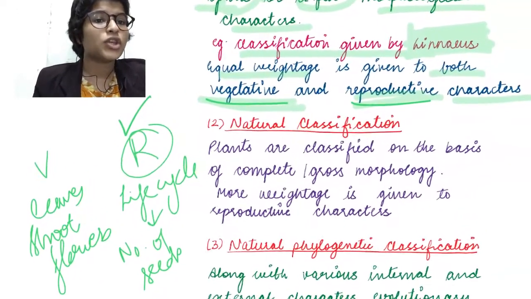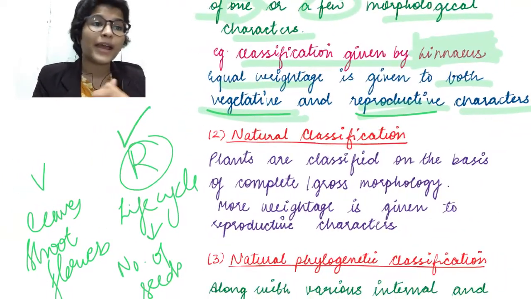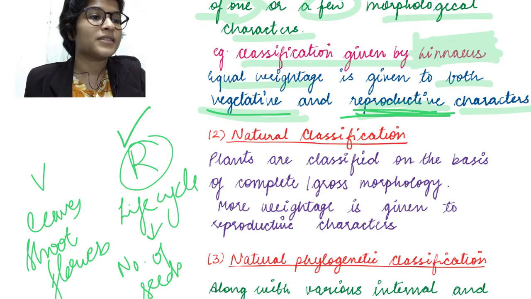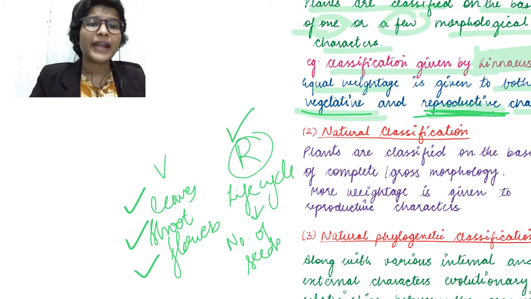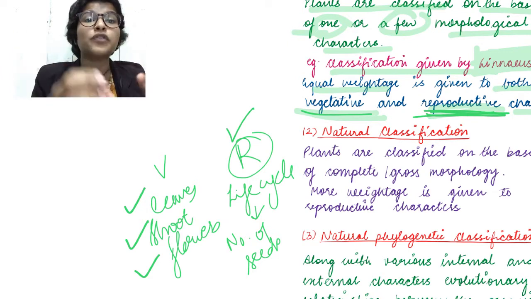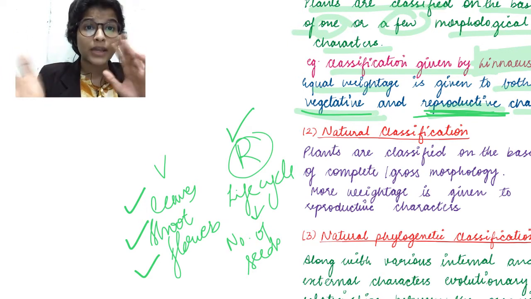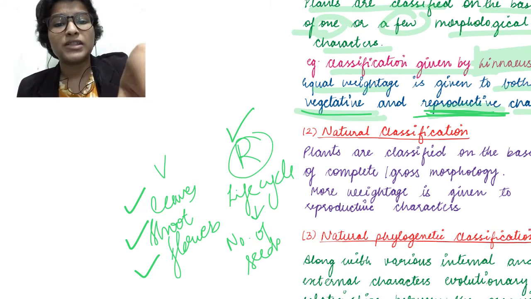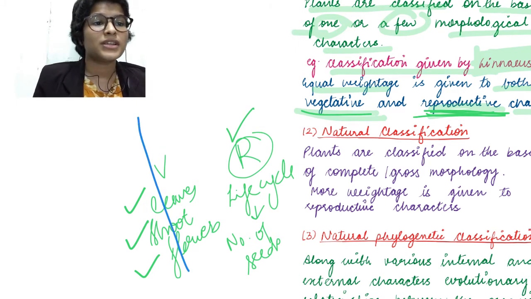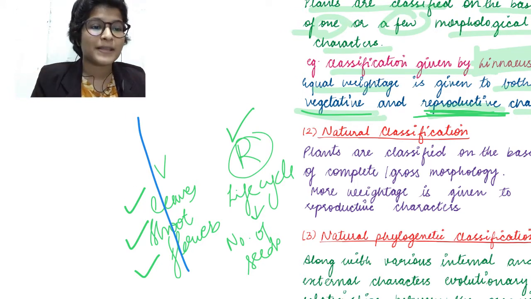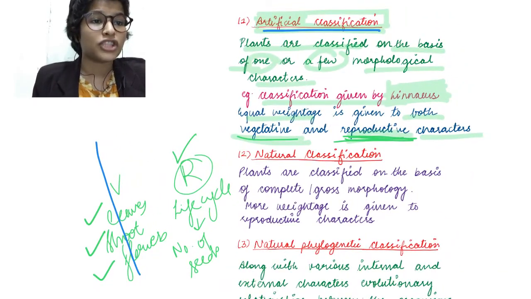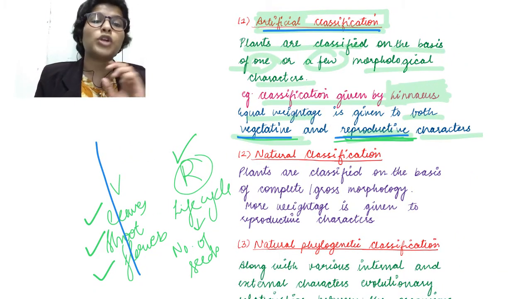Now tell me guys, which amongst the two do you think is more reliable for classification? The answer to this is reproductive characters. Vegetative characters like leaves, shoots, flowers have a tendency to change over time in the same plant, and there can also be variation amongst different plants of the same species. Does that mean they are of a different species? No. So that is why vegetative characters have less importance when we are about to classify plants. So that is why the artificial classification, which gave equal weightage to both of them, was obsolete.